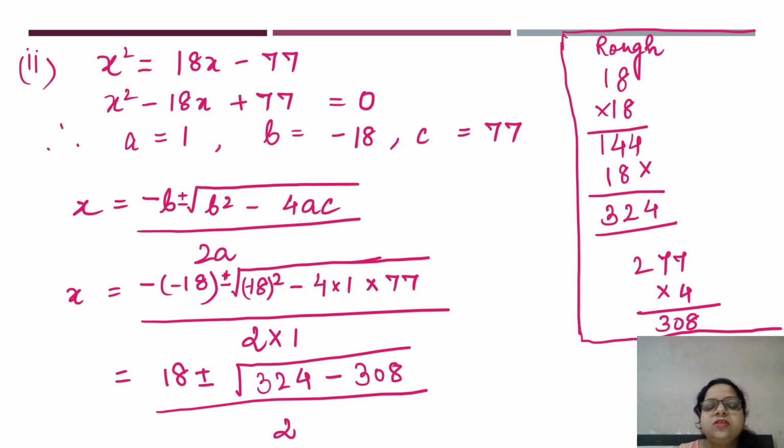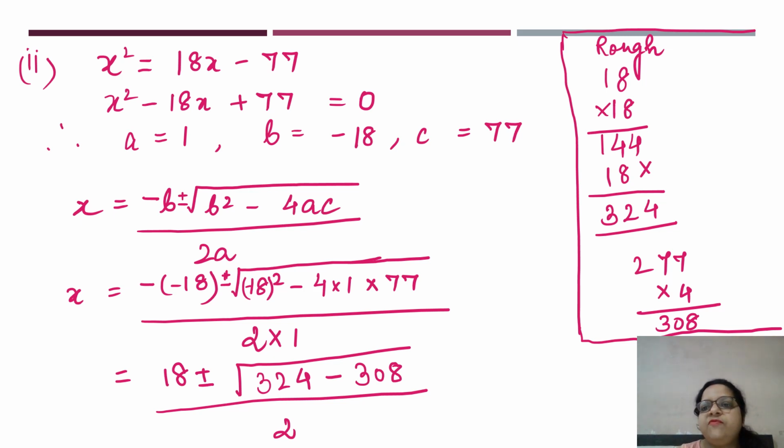Now the formula is x is equal to minus b plus minus under root of b square minus 4ac upon 2a. So x is equal to minus into minus 18 plus minus under root of minus 18 the whole square minus 4 into 1 into 77. So what we get is that x is equal to 18 plus minus square of 18 is 324, and if we multiply 4 into 77 we get the value as 308. You can see what I have done in the rough, children, that 18 into 18 is equal to 324 and 77 into 4 is equal to 308.